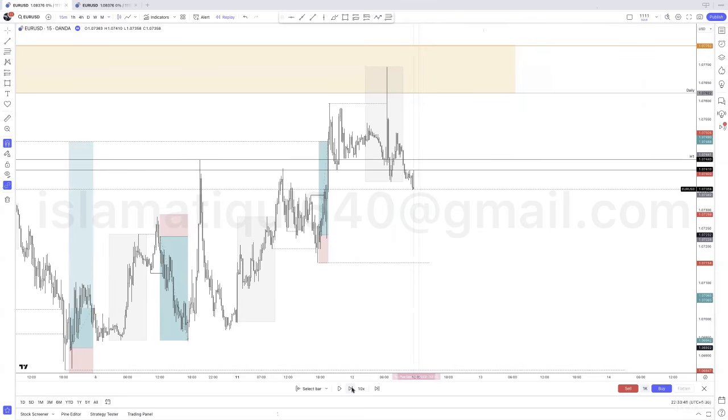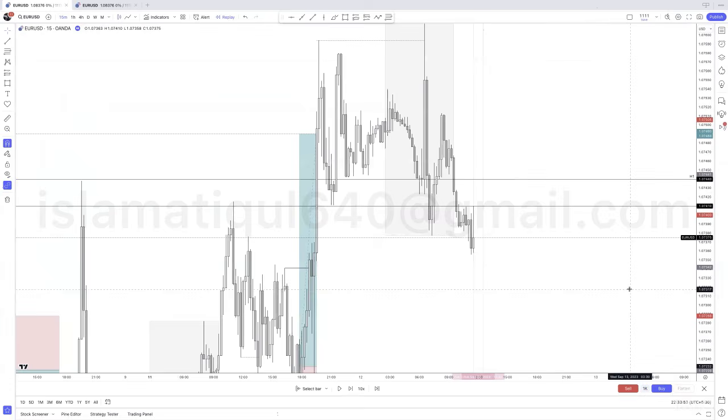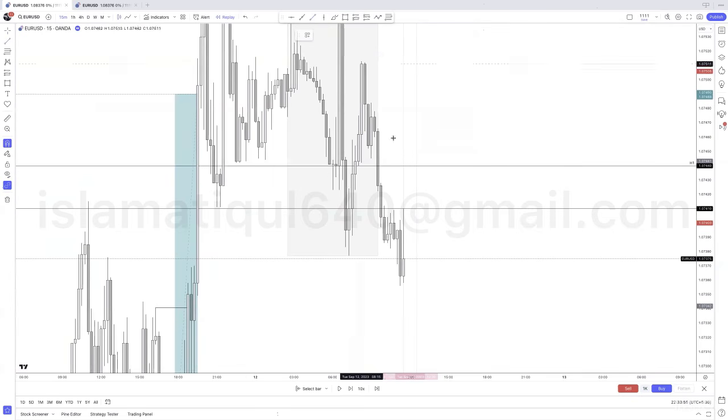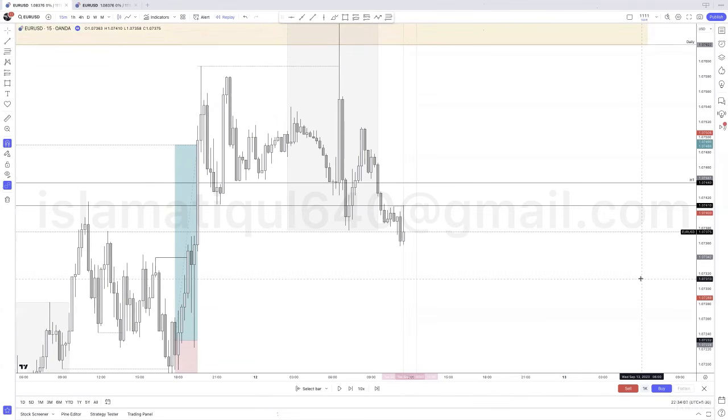Yeah, can see a rejection, and we can even see a little sweep of the high. That's what I told you. Asia, like London, will do some type of manipulation. It doesn't have to always be the Asian high or the low. It could even be a short-term high like this.